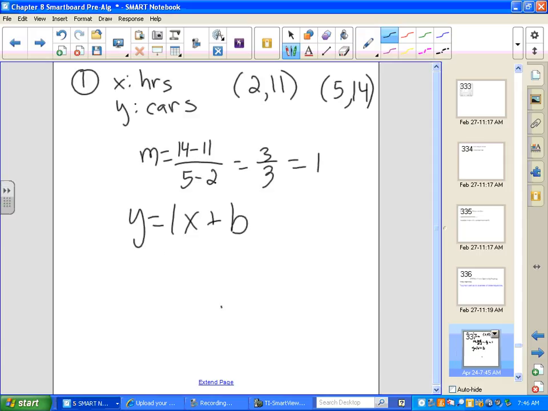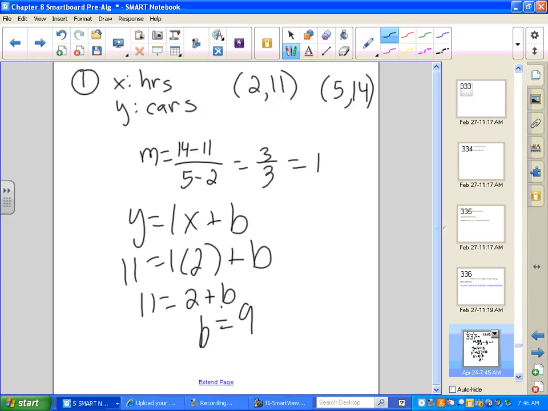Good. So you plug in either ordered pair, it doesn't matter which one, to find b. So we have 11 equals 2 plus b, minus 2 on both sides. We get b is 9. So the equation is y equals 1x plus 9. So this is the linear function that models this scenario. All you need are 2 ordered pairs to write an equation.